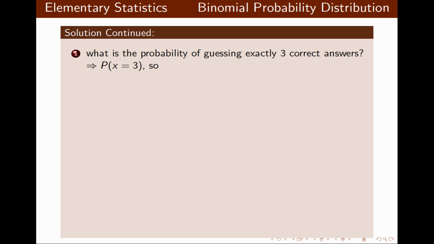So now what's the probability of guessing exactly 3 correct answers? The keyword exactly tells us we want the probability that x is equal to 3. Using the binomial probability distribution formula, we get 0.205.